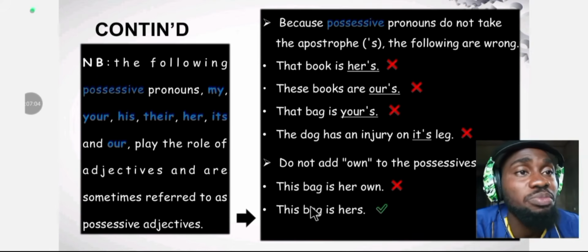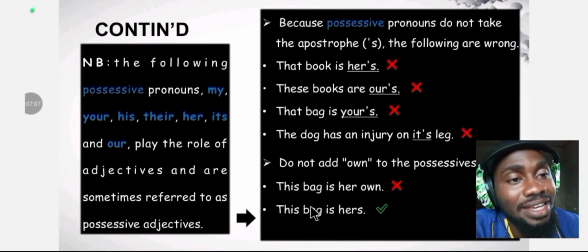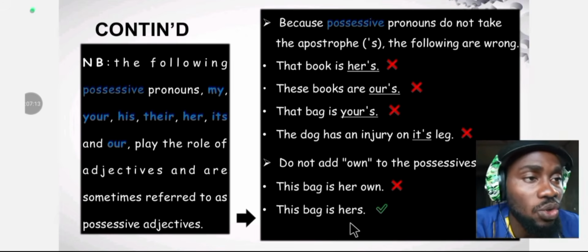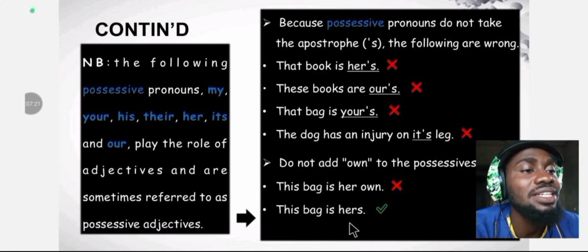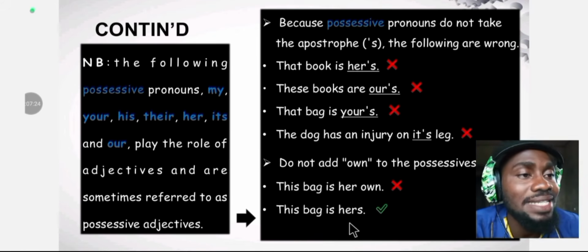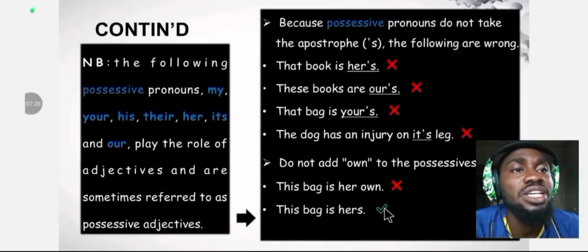So do not add own to a possessive pronoun. Just add s to it. So this bag is hers. That book is yours. But my has its own form, which is mine. That book is mine when indicating ownership. That book is mine. Use mine. With this, we have come to the end of possessive pronouns.